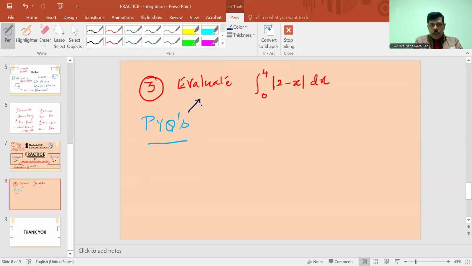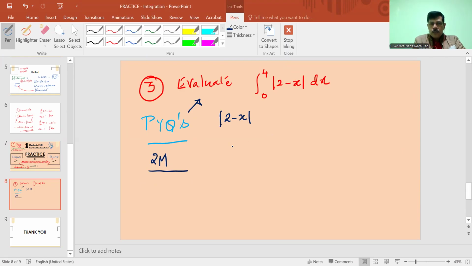Evaluate the integral from 0 to 4 of mod of 2 minus x dx. See, here there is a little understanding to be made. This question is of only 2 marks. We should be quick enough to write the correct equations and do the integration part.